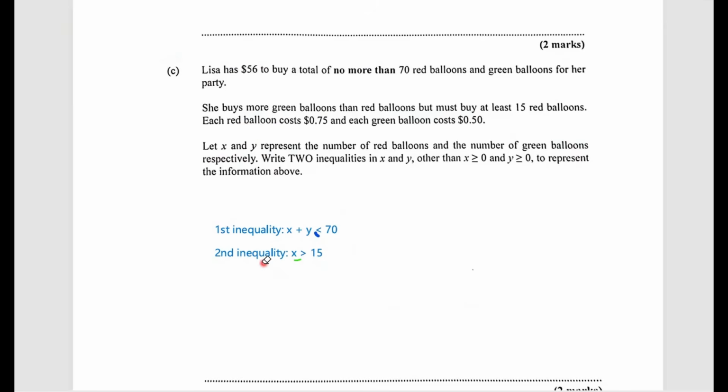And with this one, we know that you must buy at least 15 red balloons. So x must be at least 15, as more than or equal to 15.